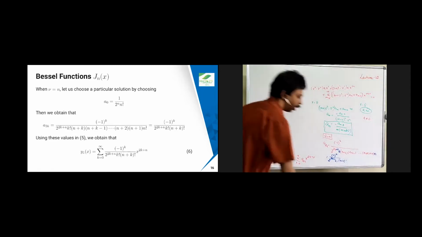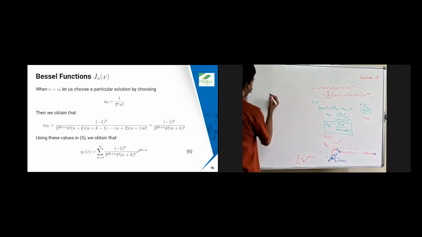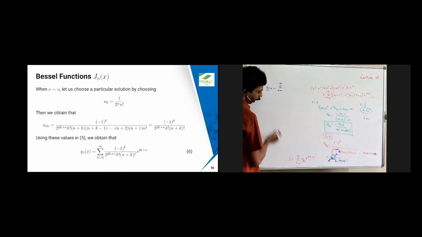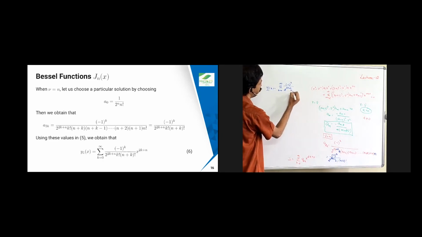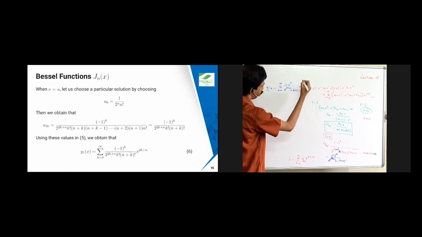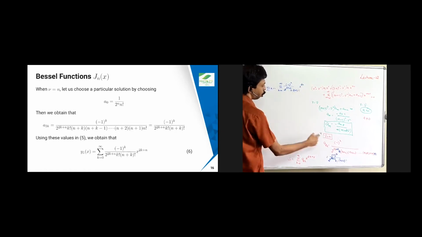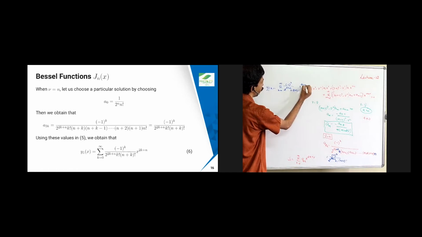So if I substitute with y1, then I'm going to call that j1 of x. Okay, y1 of x is going to become minus summation k equal to 0 to infinity a to k. I'm going to substitute that. So minus 1 power k divided by 2 power 2k plus n into k factorial into n plus k factorial into x power 2k. Nu is already n, so therefore this is going to become 2k plus 1.